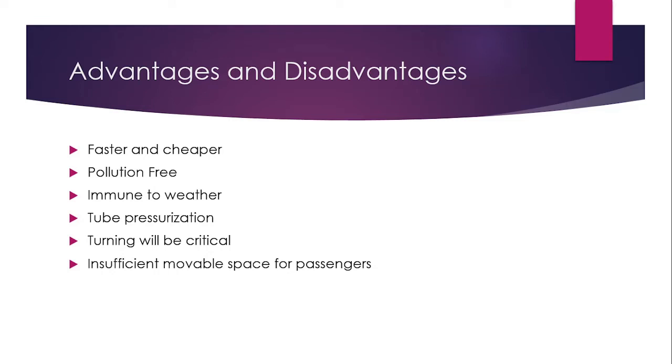Since the capsule is inside the tube, it is immune to all the weather conditions. Whether it is raining, whether it is sunny, doesn't matter. The capsule is inside this pressure tube, so it is immune to weather. The main disadvantage of this Hyperloop is pressurization. We have to maintain a low pressure inside the tube. Technically, this will be a very difficult task.